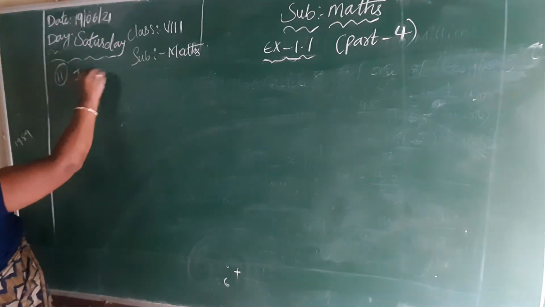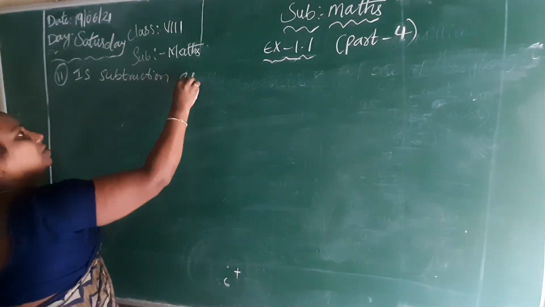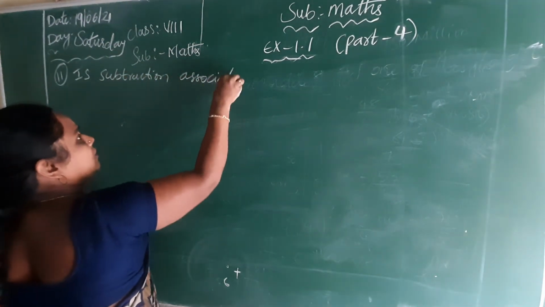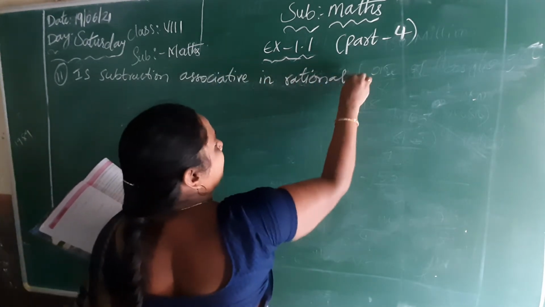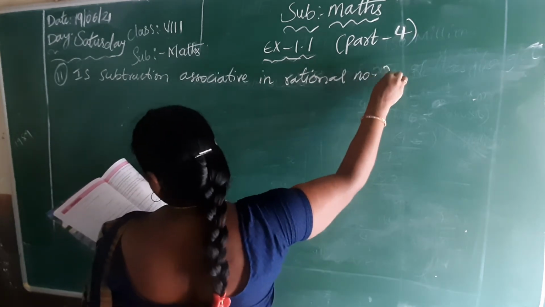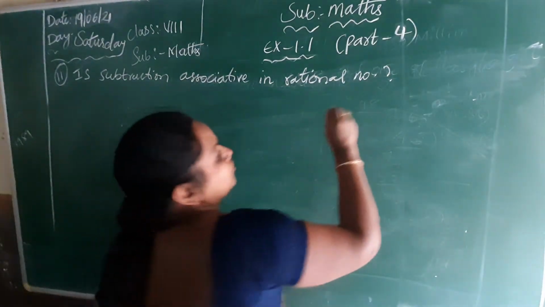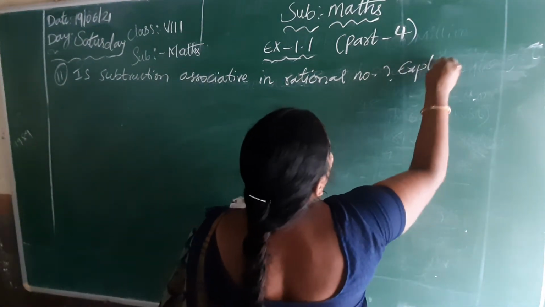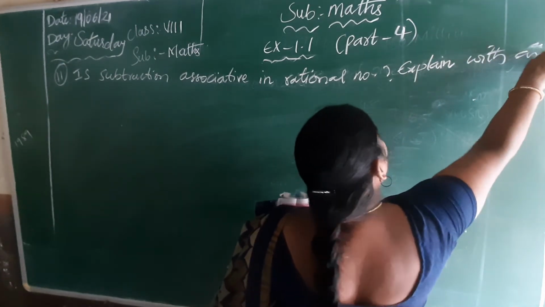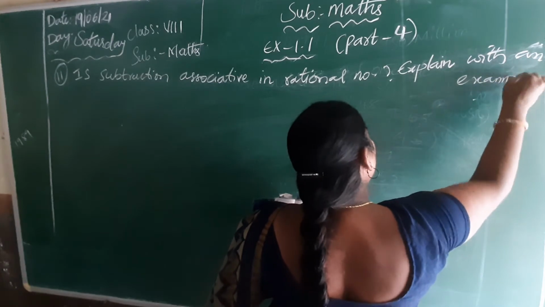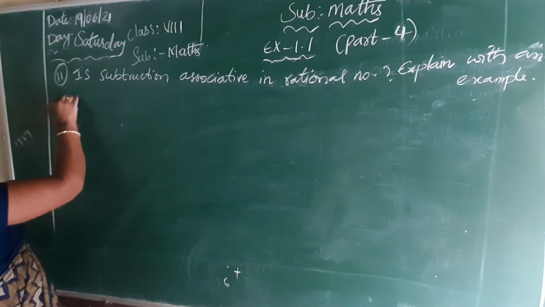What is the question given? Is subtraction associative in rational numbers? So they are asking the question, subtraction is associative or not? Explain with an example. So we have to take our own example and we have to prove. Explain with an example.